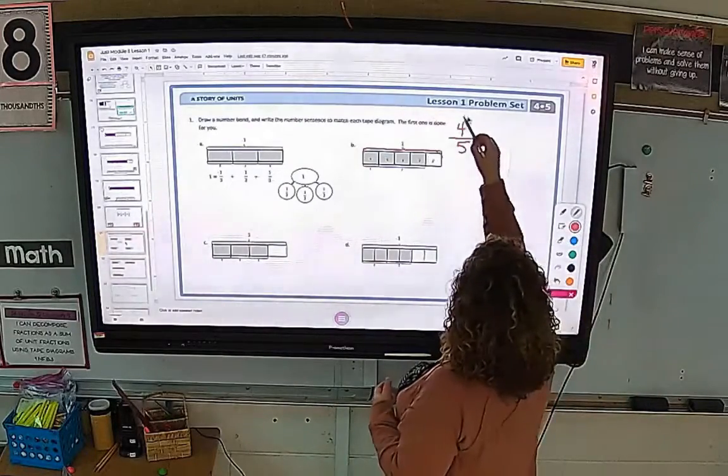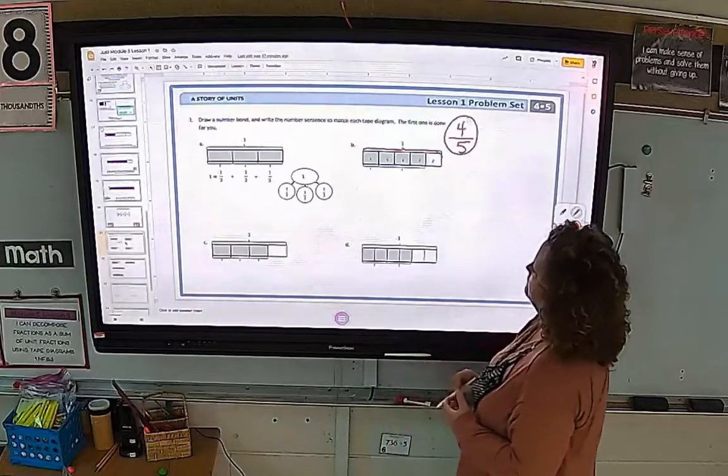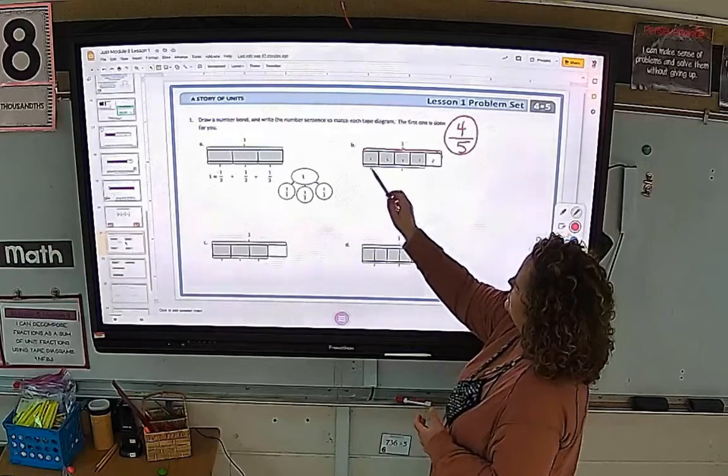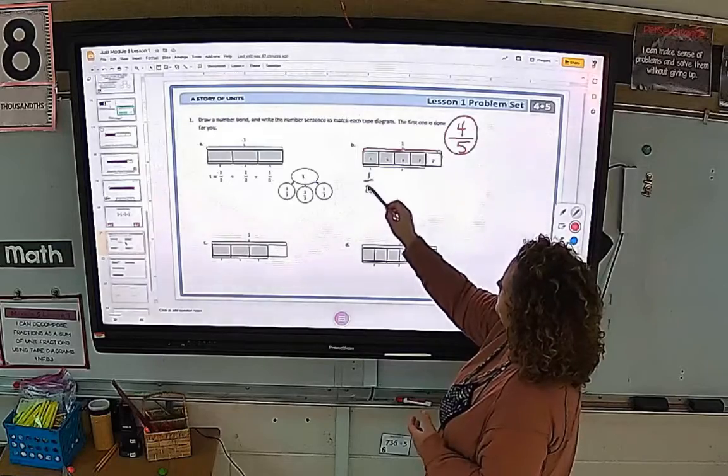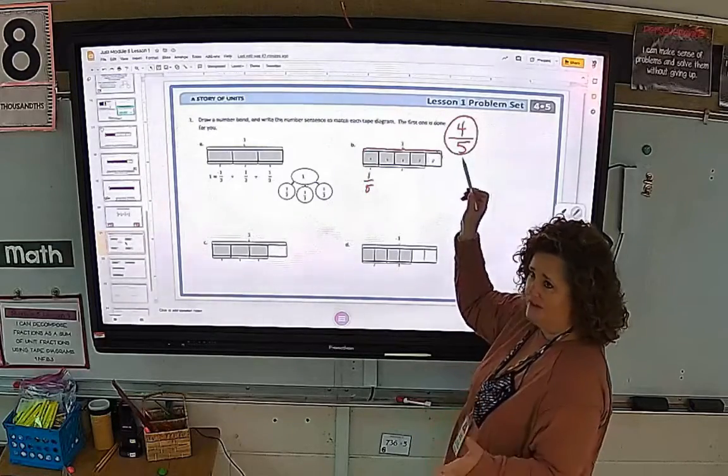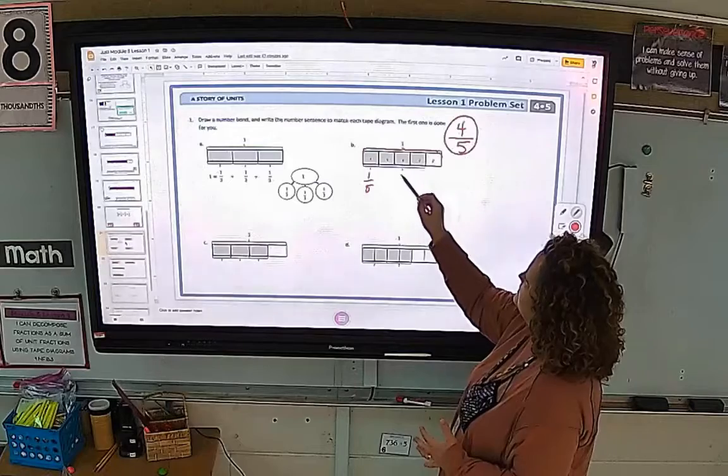So I can let that be part of my number bond. I know that this piece is just 1/5. These are all fifths, and 1, 2, 3, this is 3/5.